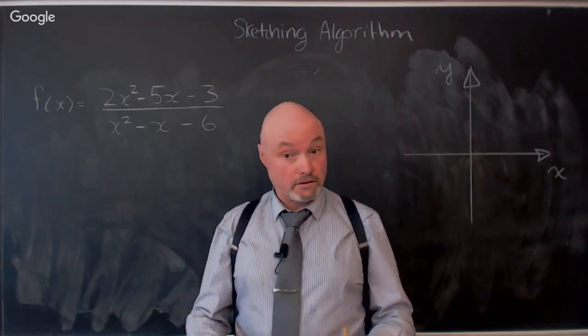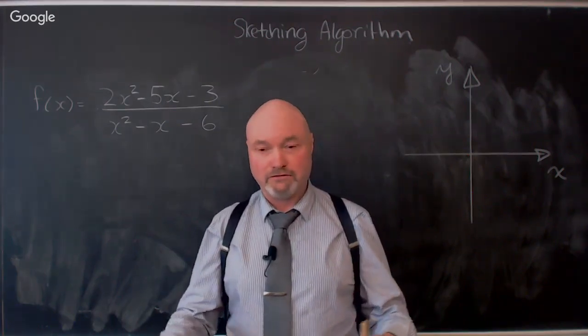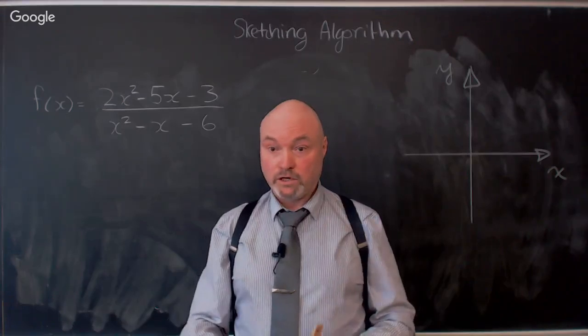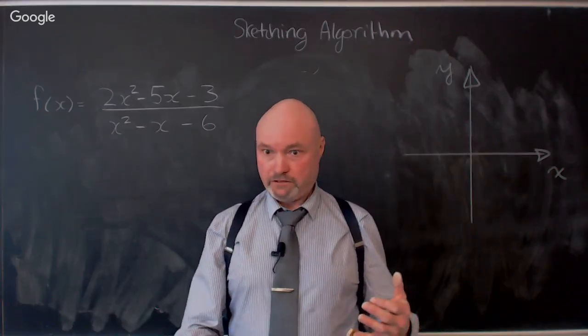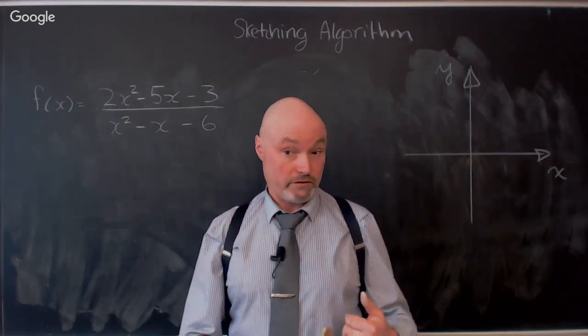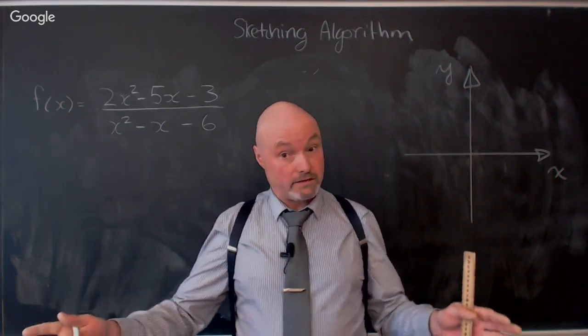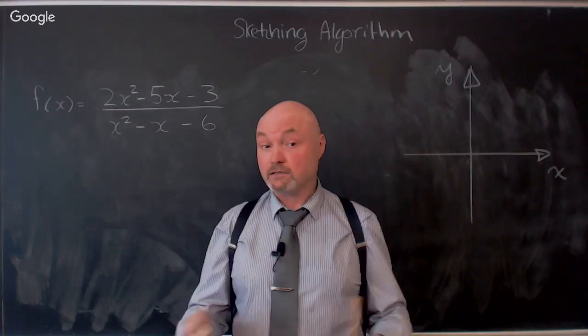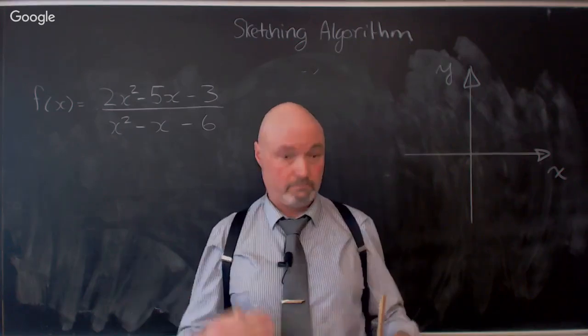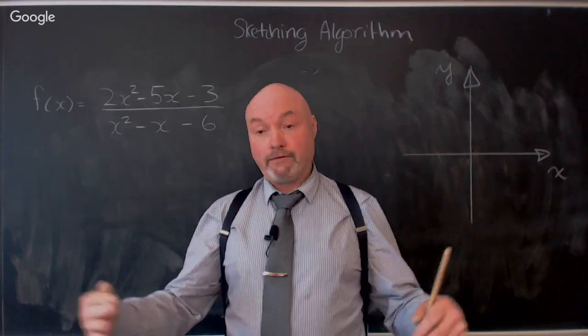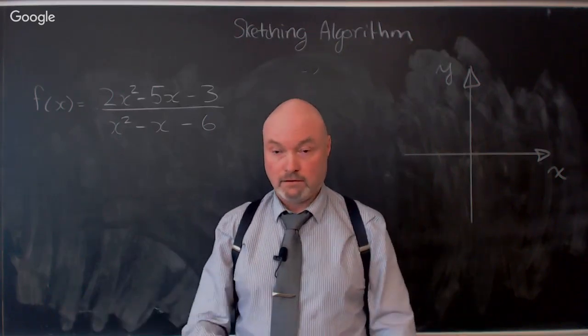Then we're going to take the derivative. We're going to look for critical points, in other words, where the first derivative is equal to 0, or where the first derivative doesn't exist. And we're going to look for the intervals of increase and decrease. And then we're going to take the second derivative. We're going to look for points of inflection and concavity, okay?